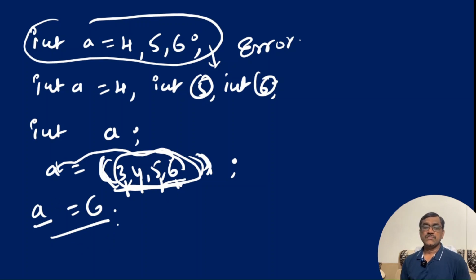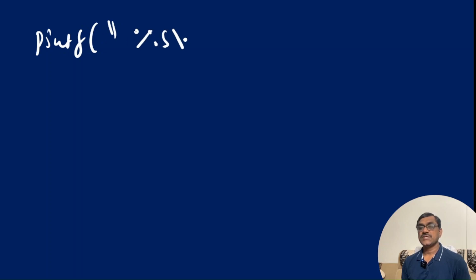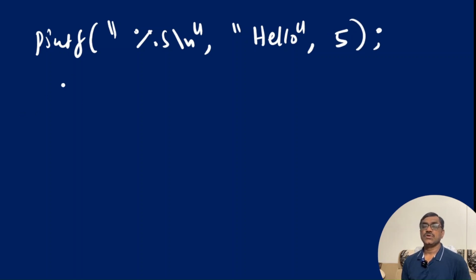Not only this, for example, if I write using the comma operator, printf("%s\n", "hello", 5), what is the output of this?